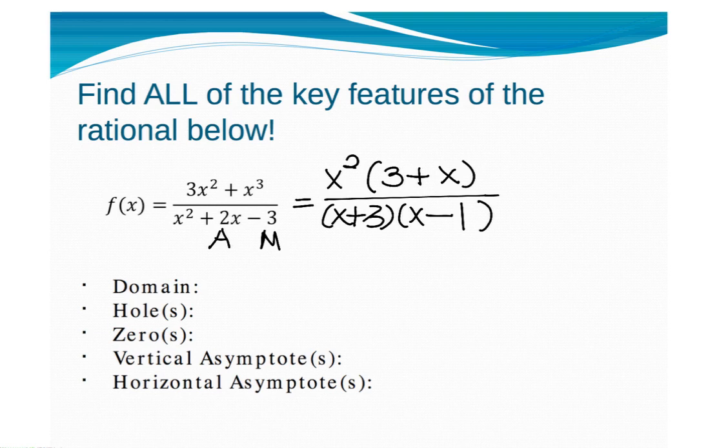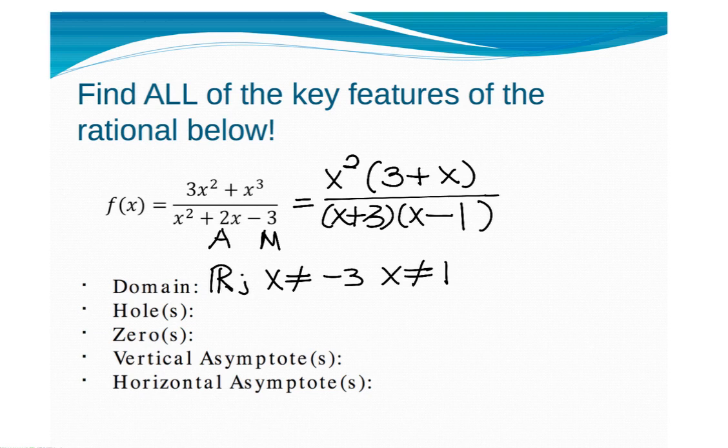So starting with the domain, I'm looking at the denominator. So I have all real numbers with the exception of x cannot be -3 and x cannot be 1, because when I plug those into my denominator, it gives me 0, and 0 in the denominator is undefined.